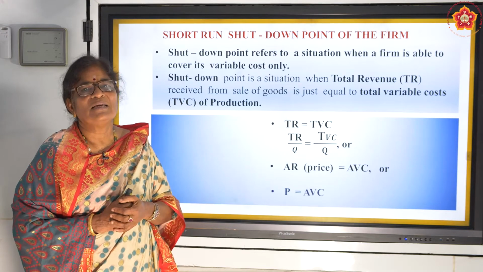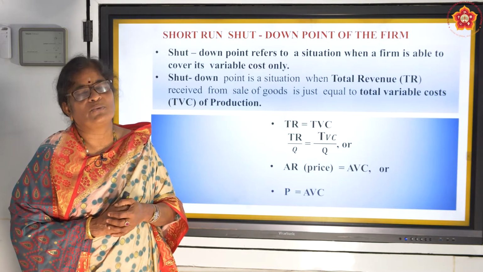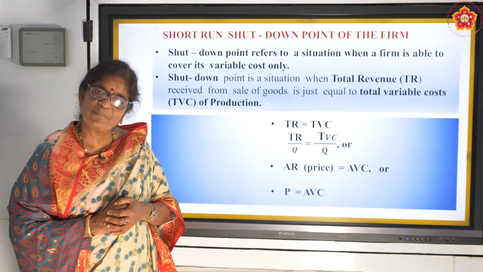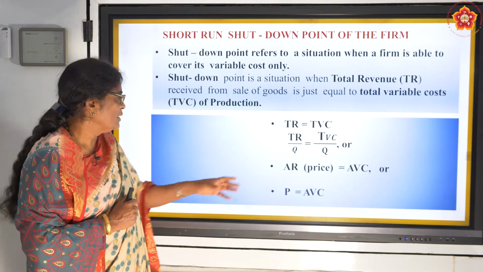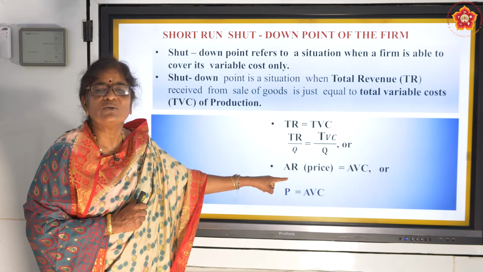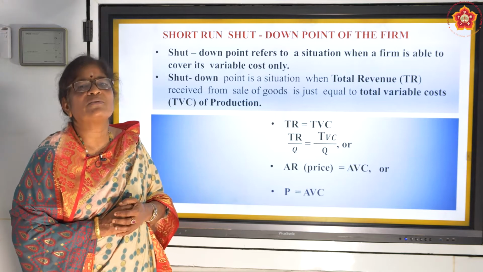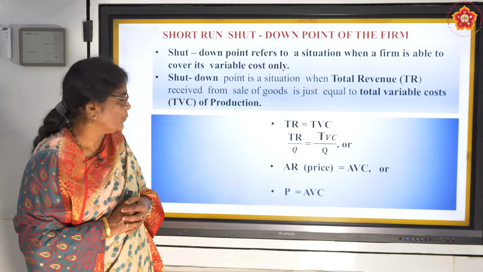Both are the same only. Average revenue means the revenue per unit of output. Total revenue means the revenue earned by selling all the outputs produced by the firm. Therefore, in terms of average revenue, we refer to per unit of output. In terms of average variable cost, we refer to the cost per unit of output.